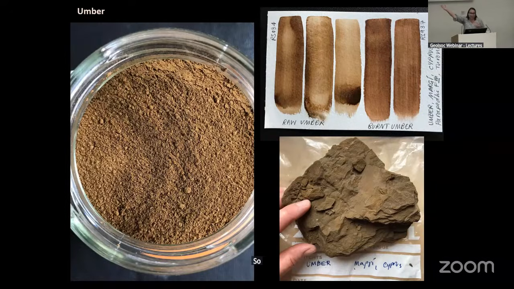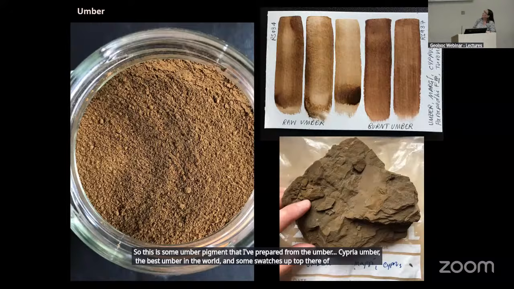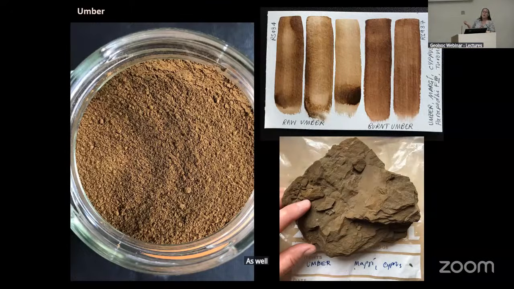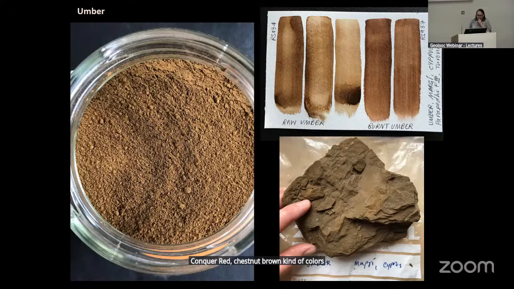So this is some umber pigment that I've prepared from the Cypriot umber, the best umber in the world, and some swatches up top there of the raw umber. You can modify earth pigments by heating them as well, which I do in my cooker at home. Don't try this at home, just because I do it doesn't mean you should. The colour hasn't really reproduced, but you get these really lovely conker red, chestnut brown kinds of colours. So it's a really unusual pigment.